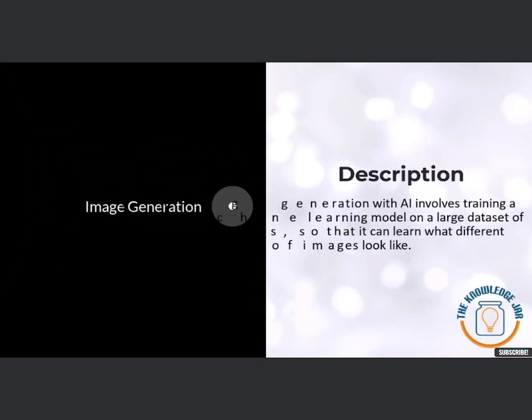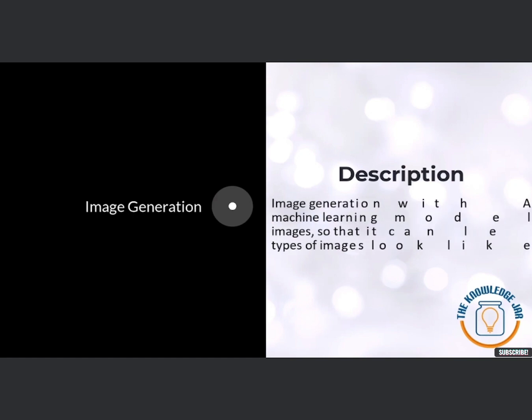Welcome back. In this lesson, we're going to review the different types of AI generation. First is image generation. Image generation with AI involves training a machine learning model on a large data set of images so that it can learn what different types of images look like. Once the model has learned what different images look like, it can then generate new synthetic images that look similar to the images it was trained on.